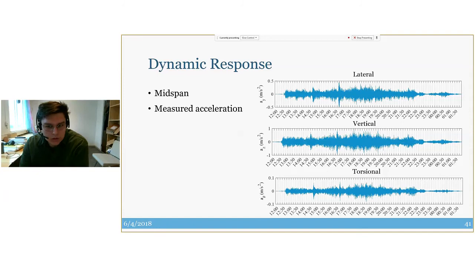So these are the recordings of the dynamic response at the mid-span: lateral, vertical, and torsional accelerations. You see these peaks here, and these are coincident with the gusts in the wind recording. So these are rapid responses to the gusty wind.